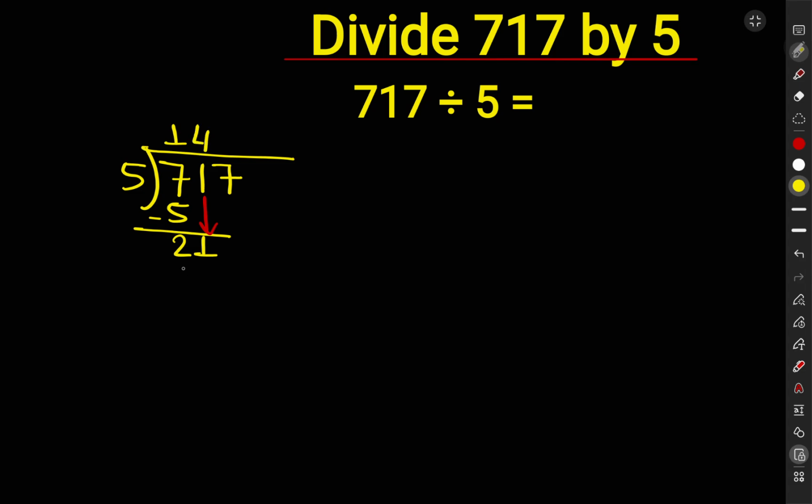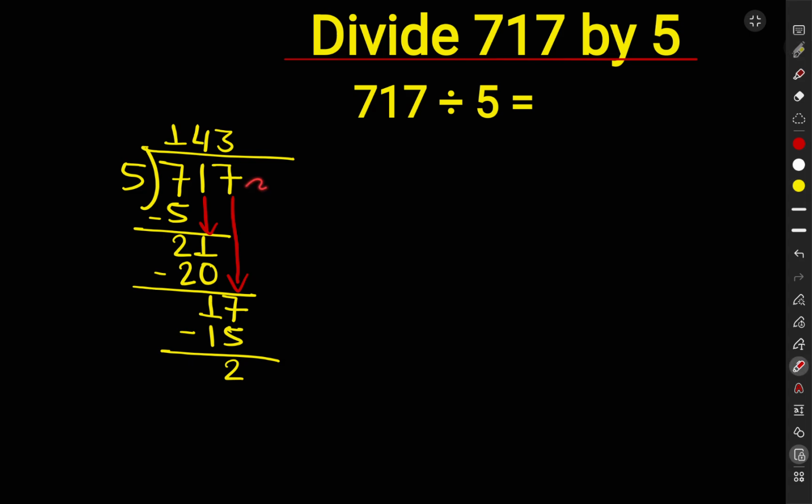5 times 4 is 20. On subtracting, we get 1. So again we put down this 7 and it is 17. 5 times 3 is 15. On subtracting, we get 2.